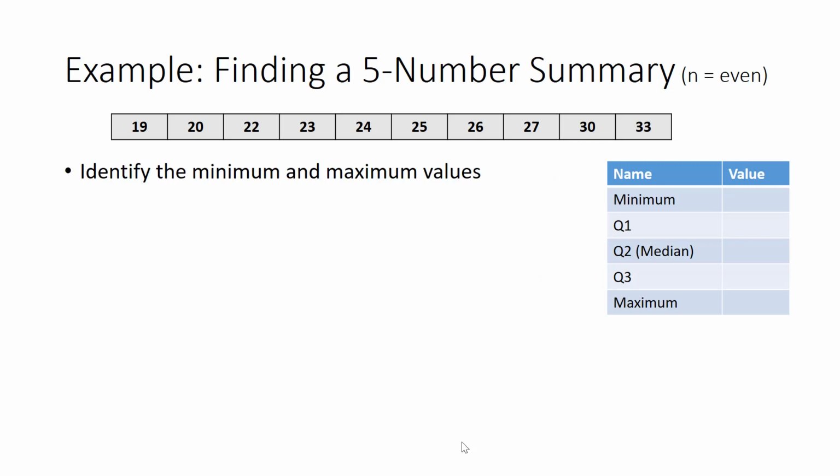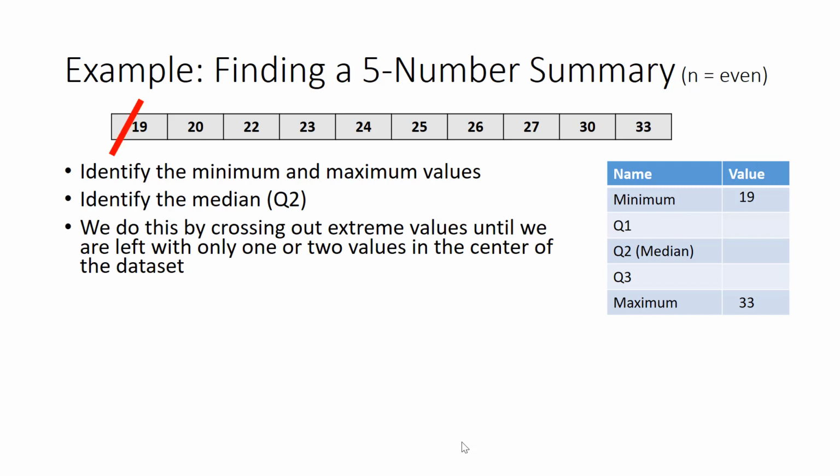So let's begin. First, we identify the minimum and maximum values. Since we've already sorted the data, it's easy to see that 19 is the smallest or minimum value, and it's easy to see that 33 is the maximum or largest value. From here, we need to find the median, or Q2. The way we do this is by crossing out extreme values, as you can see, until we get to the middle of the data set.